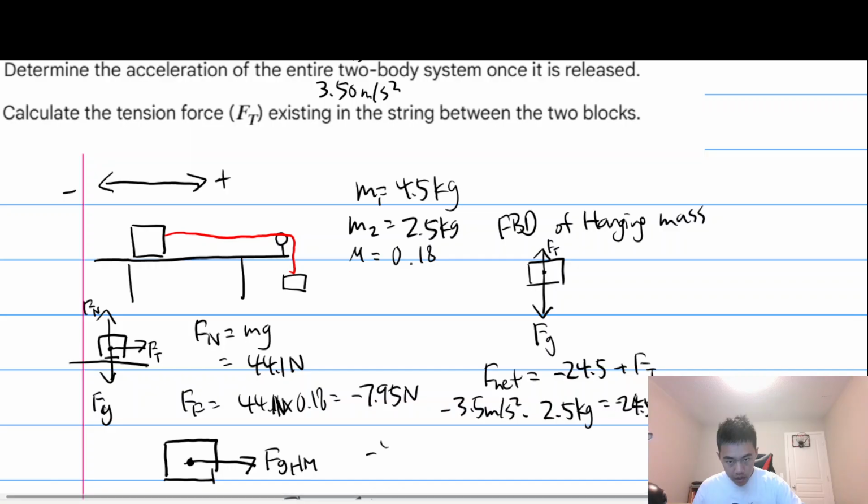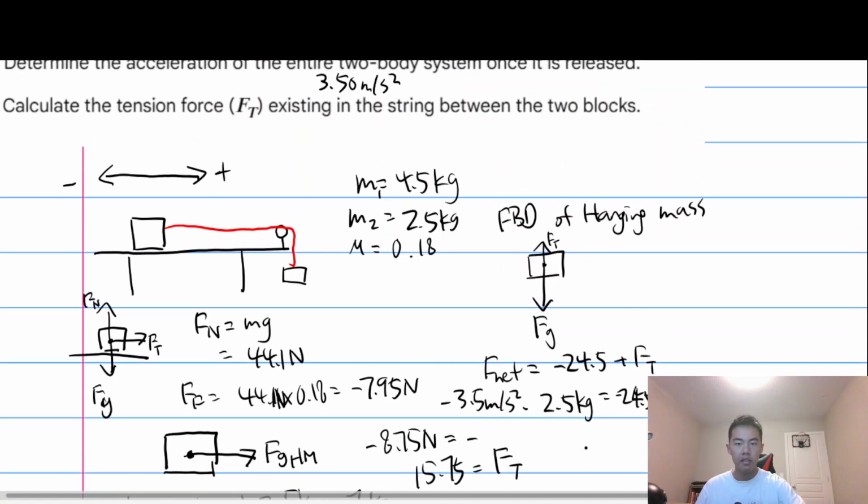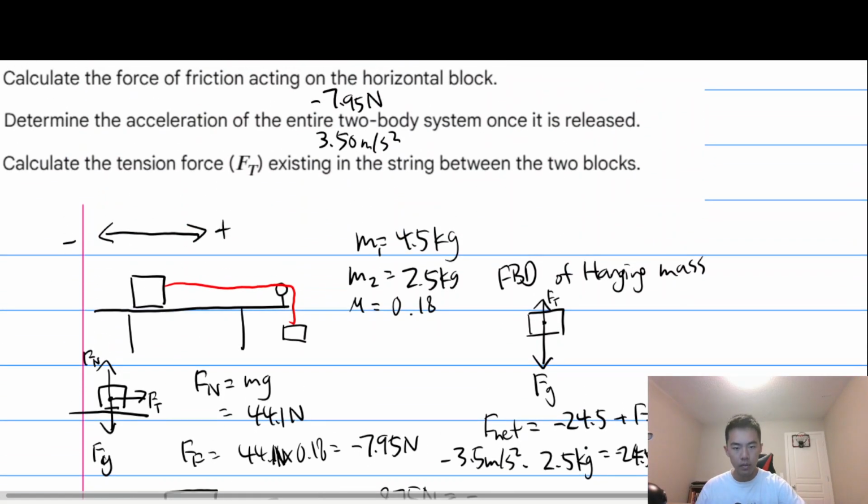So negative 8.75 newtons is equal to negative 24.5. Let's just bring that over, really. Plus 24.5. 15.75. So 15.75 is equal to our force of tension. Great. So we have solved the last question, which is that the tension force is 15.75 or more like 15.8 newtons.